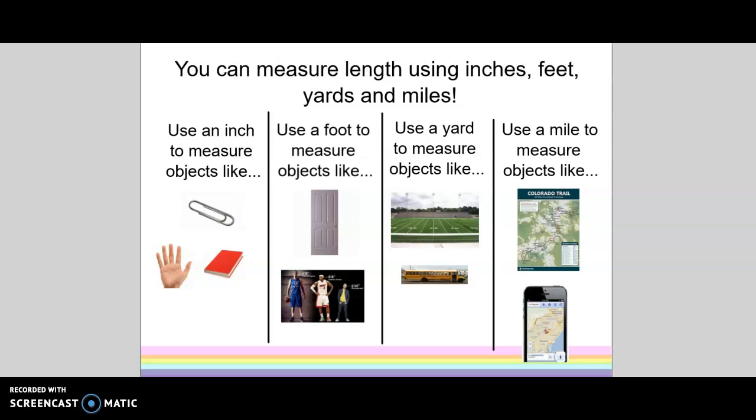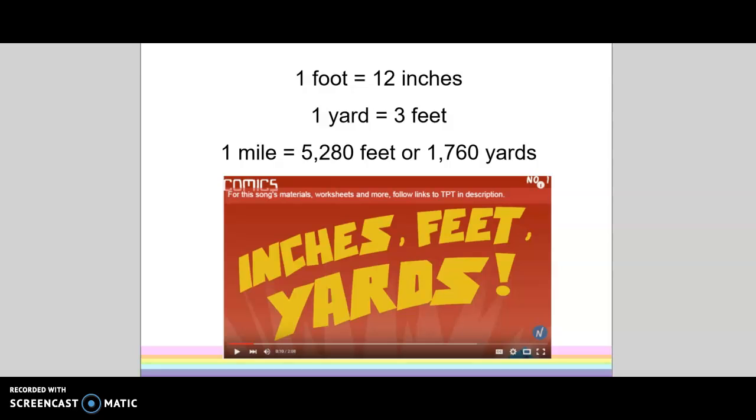The yard lines on a football field, they're called yard lines for a reason. Even if you were measuring something as large as a bus, you would use yards. It makes the most sense to use yards. And we really only use miles when we're talking about distances, when you're looking at a map and you're talking about different distances. So the conversion factor here, how much is within each?